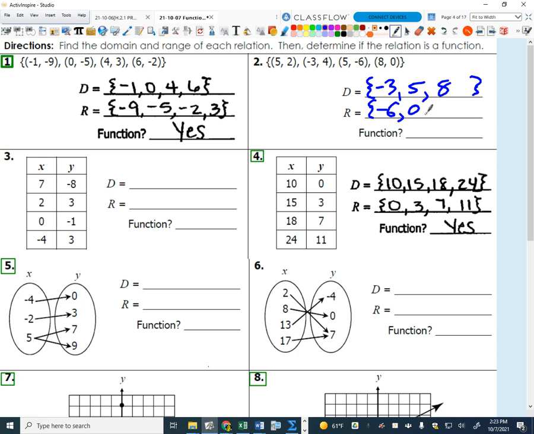Good. In order, -6, 0, 2, 4. Is it a function? What do you think? Thumbs up, thumbs down? Thumbs down. Good. And we can see there's trouble there right away, can't we? Even if you didn't see the setup there, when you look at the domain and the range, you probably can look at that and say, there's going to be a problem there. How come?